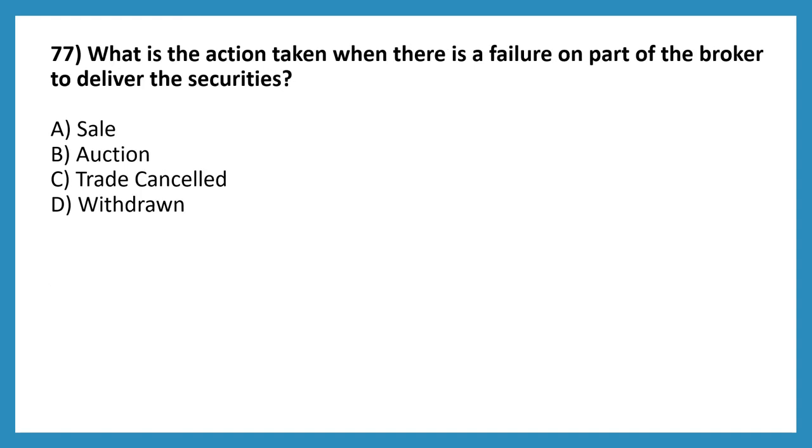What is the action taken when there is a failure on the part of the broker to deliver the securities? Option A, sale. Option B, auction. Option C, trade cancelled. Option D, withdrawn. The correct answer is option B, auction.